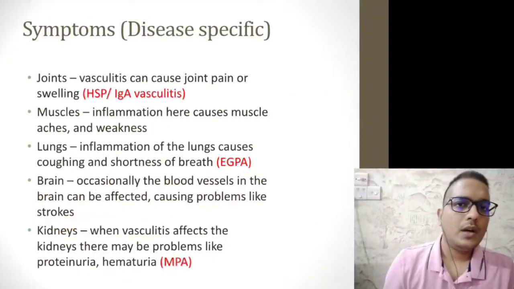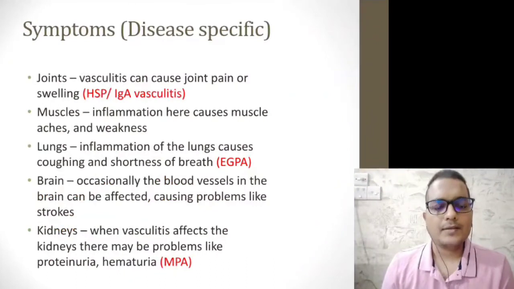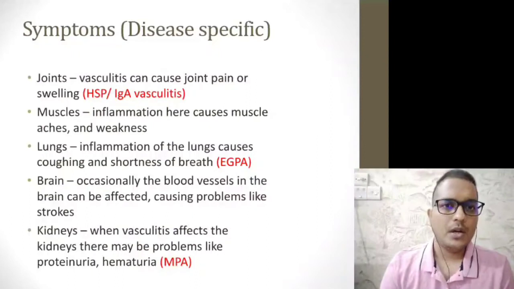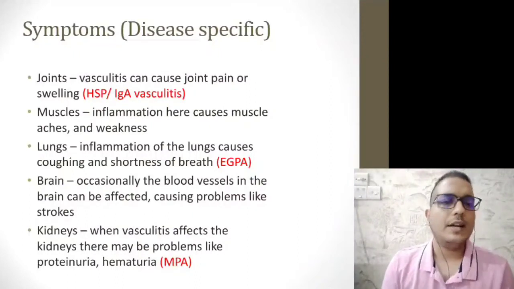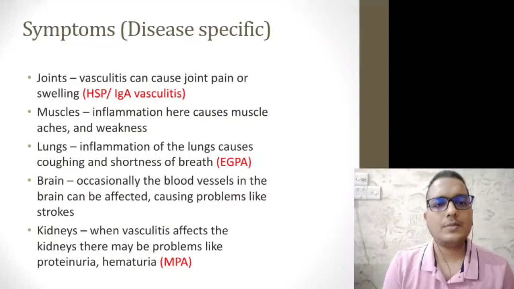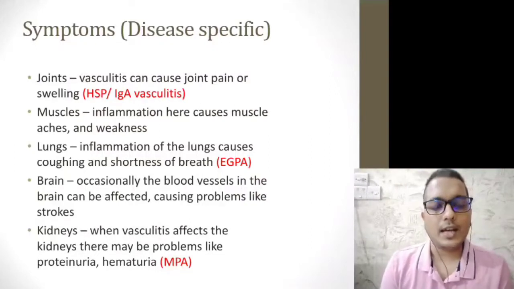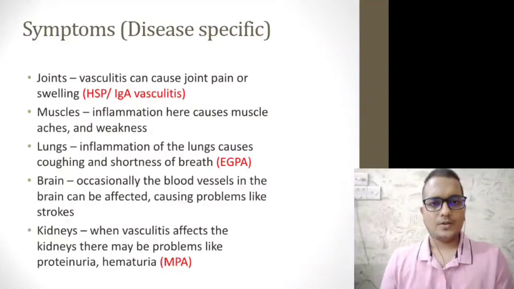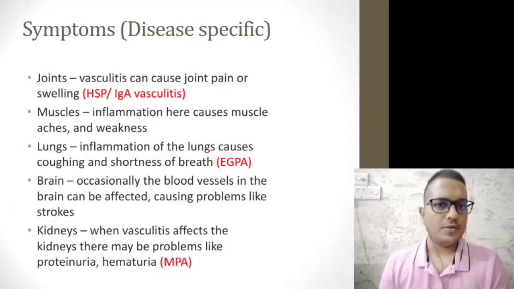And now we come towards the joint pain. Sometimes the joints are involved, mostly in Henoch-Schönlein purpura or IgA vasculitis. It is named IgA vasculitis because there is deposition of IgA all over the body. There will be IgA deposition in the skin, in the kidney, even in the joints. So sometimes muscles are also involved.